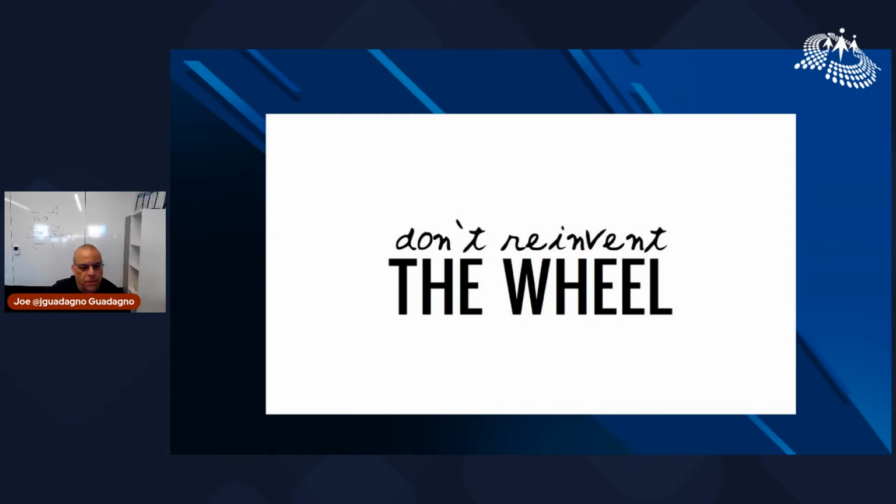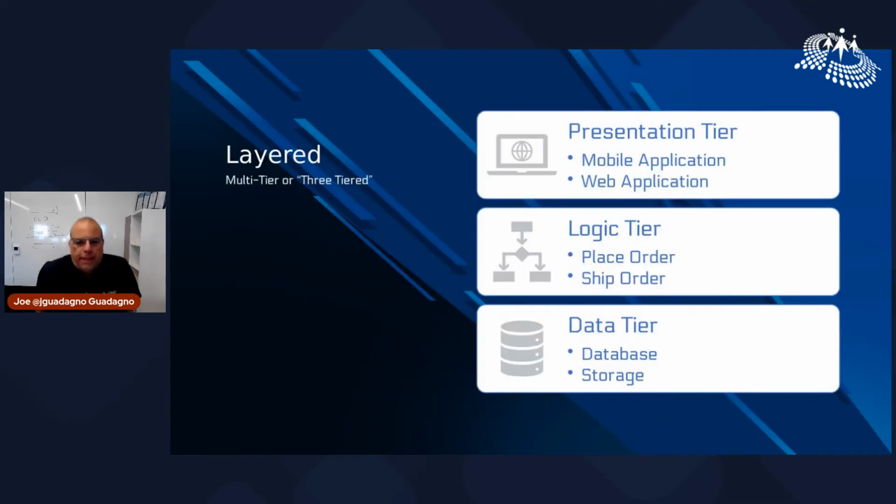So let's talk about the first one, which is probably the most common that we've seen over time. And that's the layered multi-tier, or commonly referred to back in the late 90s, early 2000s as the three-tiered application. Three-tiered application is basically separating out the responsibilities of the application into these 3 tiers. It could be more depending on how you architect the app, but the 3 tiers is the most common.